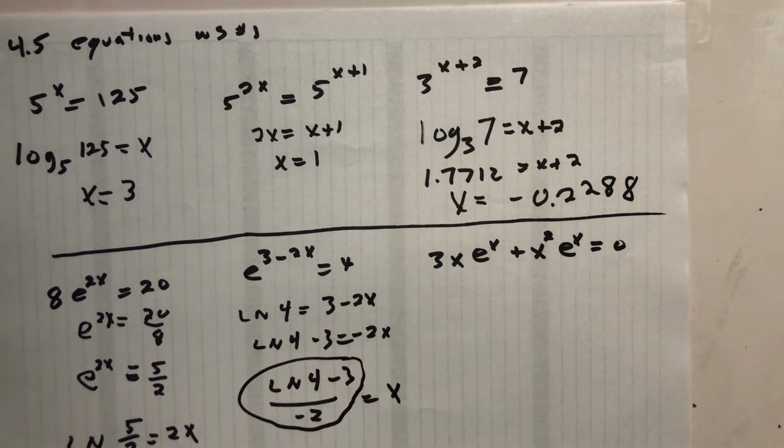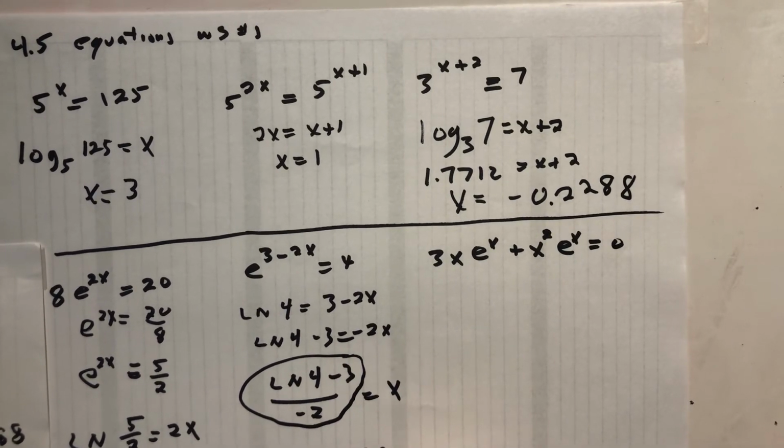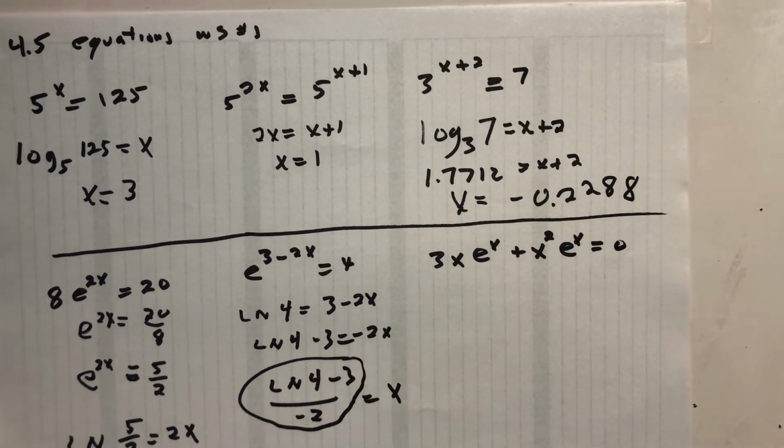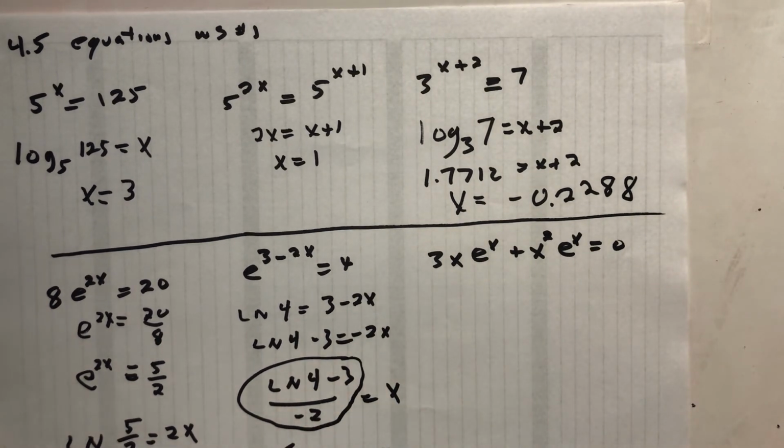Now let's do it on the calculator. Hit ln 4, get an answer, subtract 3, get an answer, divide by negative 2. And you should get 0.807 rounded off. I'll say R. Those are both answers. If the directions say exact, use the exact one; if they say rounded off, use the approximate one.